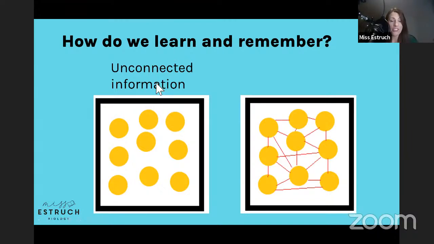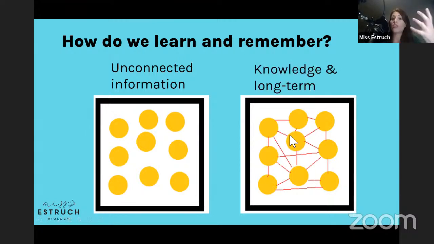So you can actually find out how you can make all these unconnected facts that have just gone into your brain into connected facts, or in other words, knowledge, long-term memory, and you have all these neural pathways so you are able to remember everything that you have learned.